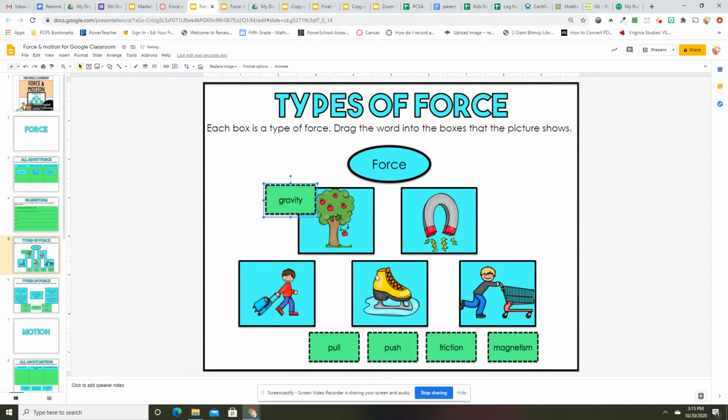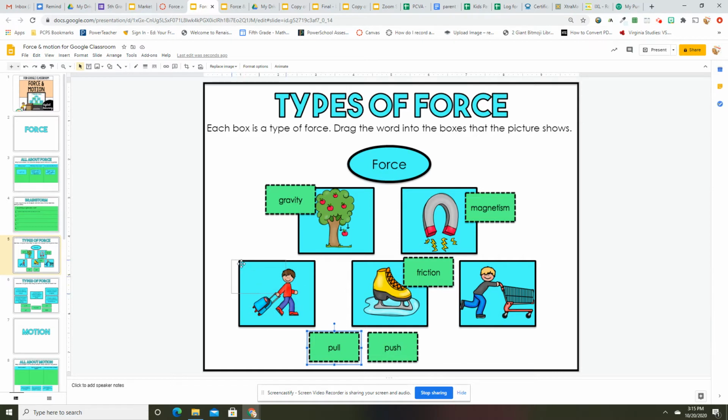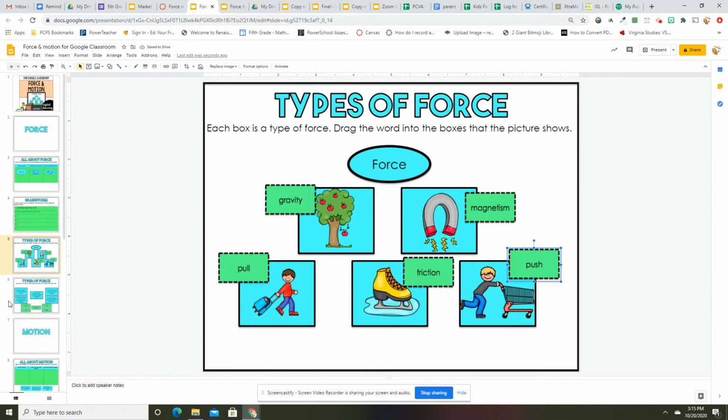Gravity is a force. It's constantly pulling on us, right? Okay. This would be a magnet, magnetism. And then this would be friction. The blade on the ice skate is creating friction against the ice. This person is pulling the suitcase. This person is pushing the grocery cart.